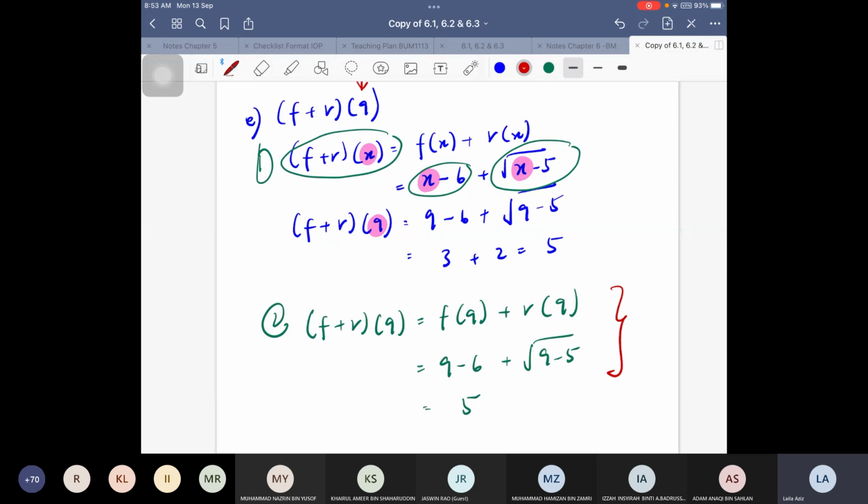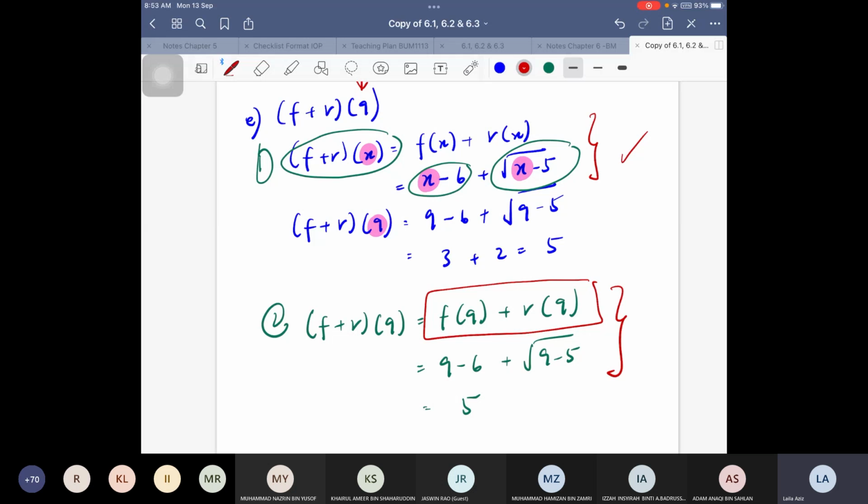Sebab you tak payah go through all the process. You tak payah nak cari apa dia f tambah Rx, baru nak ganti and so on. Tak payah. So you can evaluate straight away. So ganti apa dia nilai constant tersebut. Tapi kalau you rasa confident untuk buat calculation you using the first method, this up to you, tak kisah mana-mana. Okay.